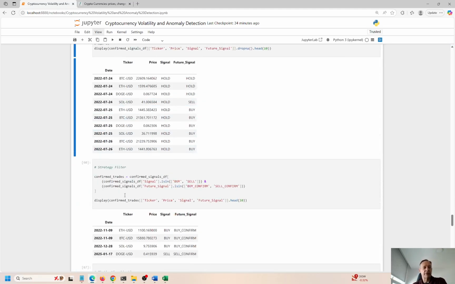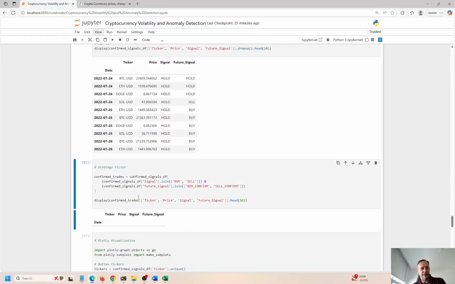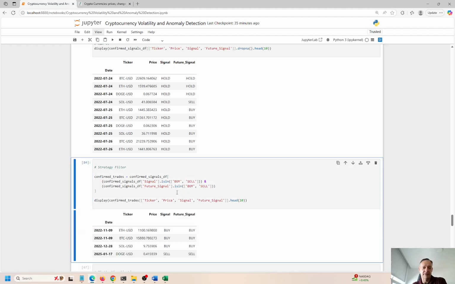So pretty straightforward. And we can look at just the strategy filter. If the signal is in buy and sell and the future signal is in buy confirm or sell confirm, then we can just filter these out and just look at these buy confirms. Control enter, and it's actually none at this point. So none meets that. Oh, I know why, because I took that out. I have to be careful when you make these changes on the fly. Sell confirm, that should work. Okay. Should be a couple. Yeah, buy, and then one sell recommendation.